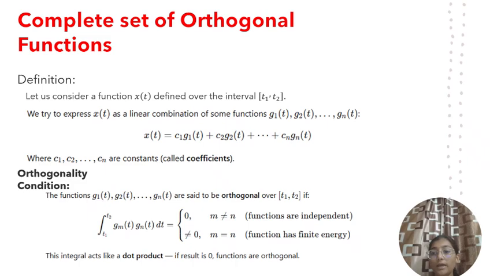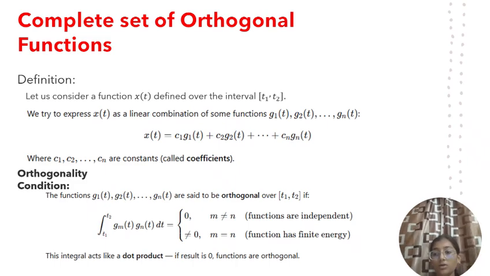Next, a set of functions is called orthogonal if the inner product of any two different functions in the set is 0. That means the integral from t1 to t2 of gm of t times gn of t dt is equal to 0 when m is not equal to n. That means the functions are independent. And if m equals n, it is not equal to 0.